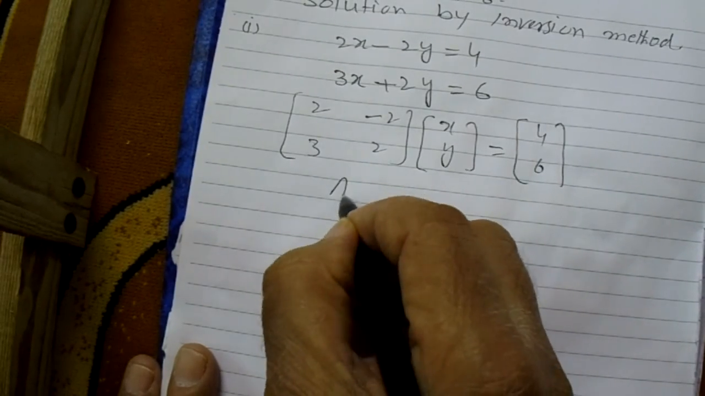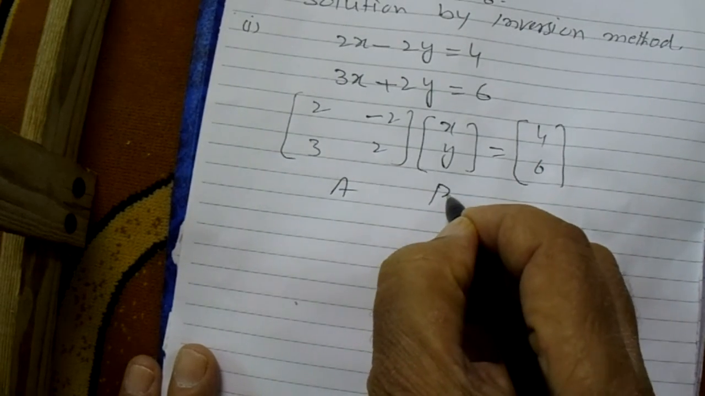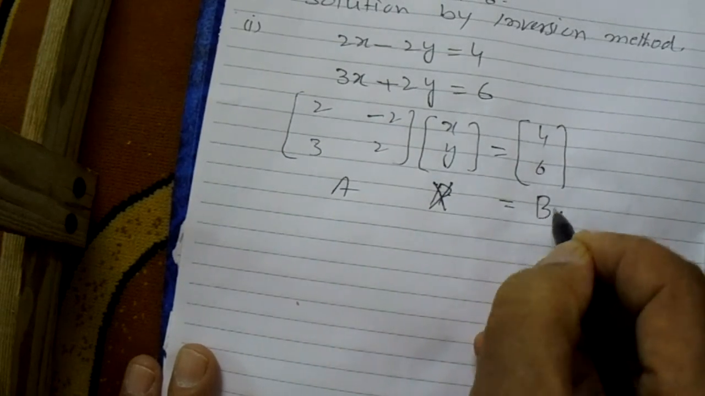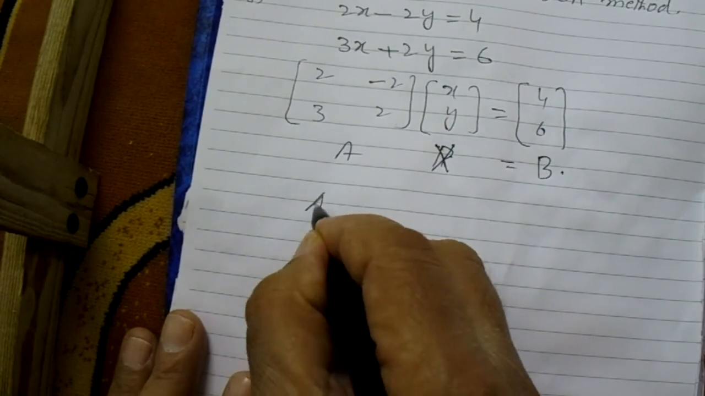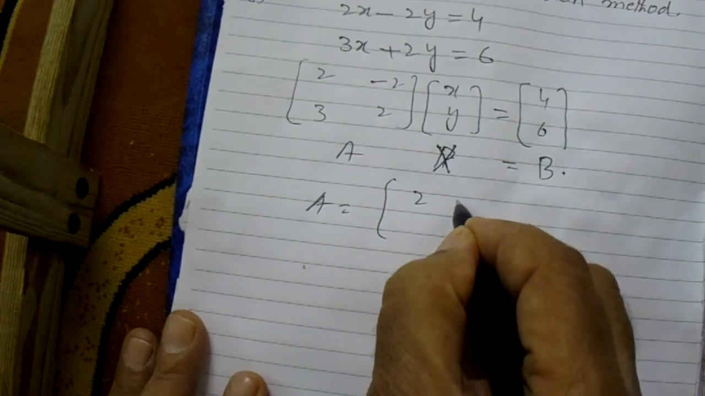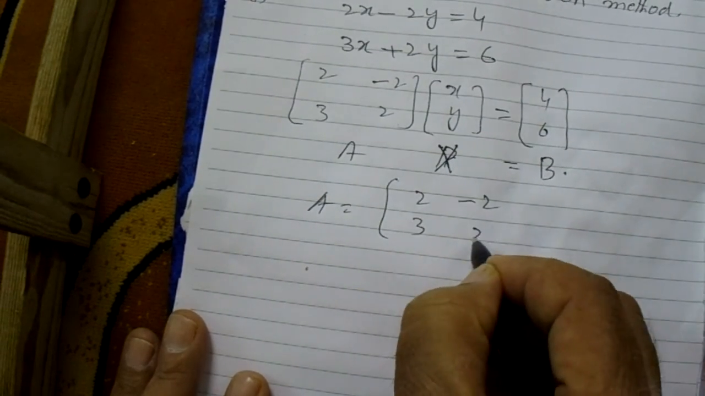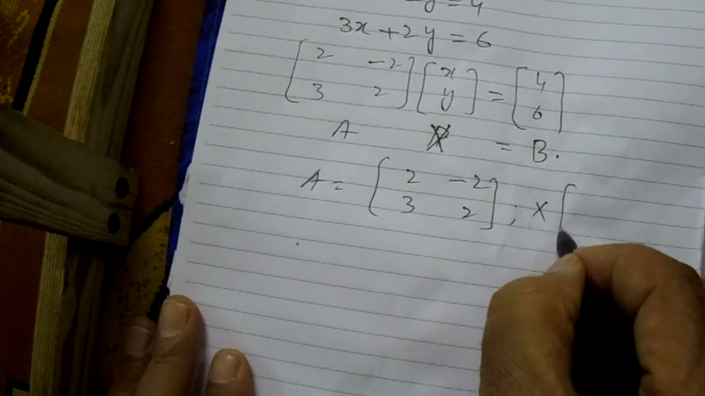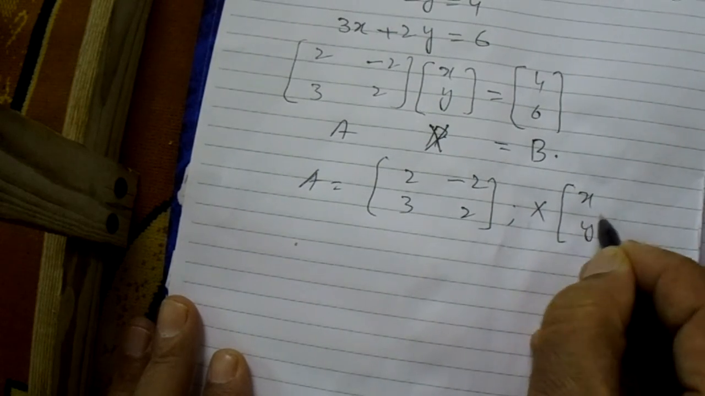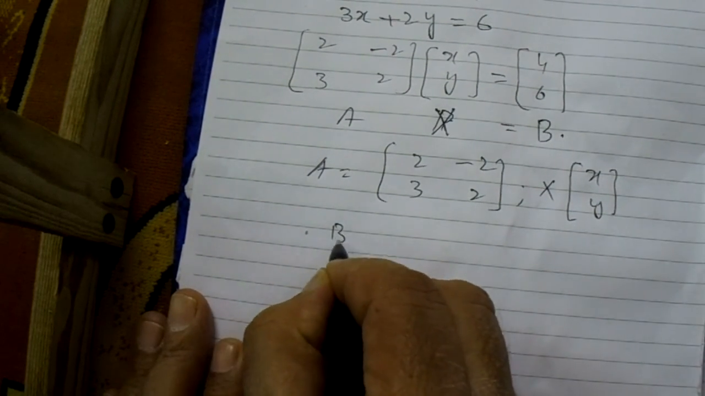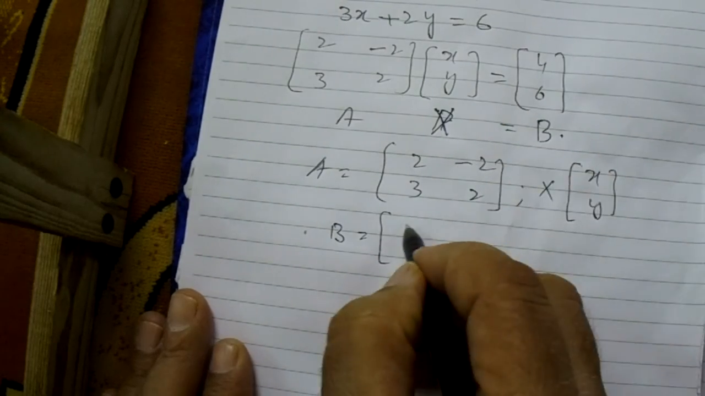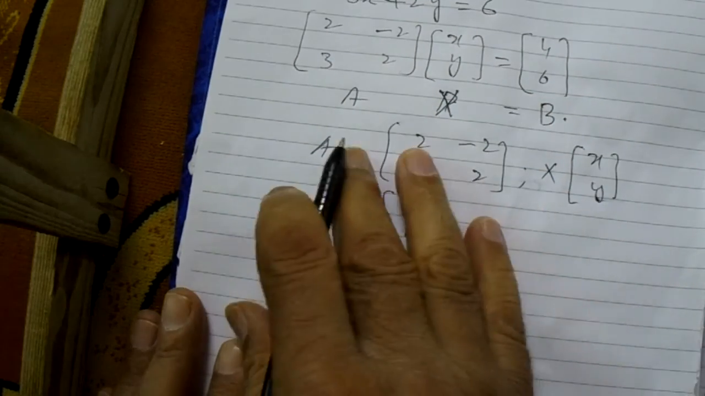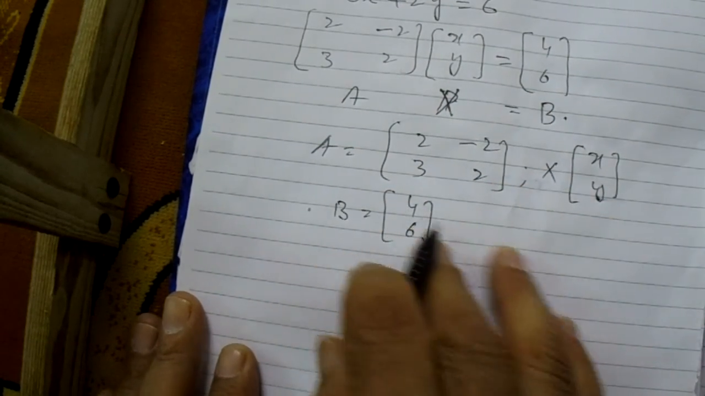Now this is our A, this is our X, and this is our B. We have A is equal to the matrix 2, minus 2, 3, 2. X is equal to the two variables x, y. B is equal to 4 and 6. Now we have written separately A, X and B.